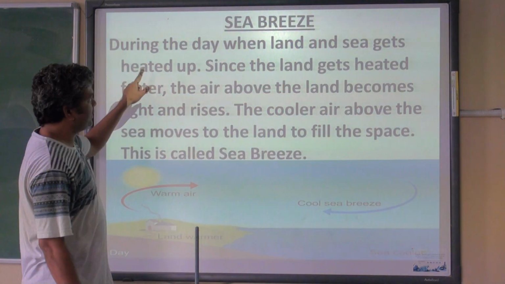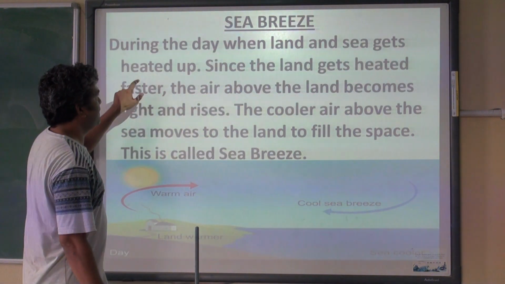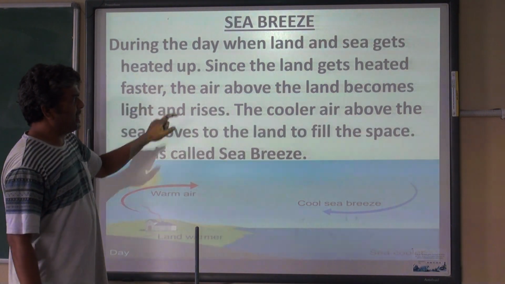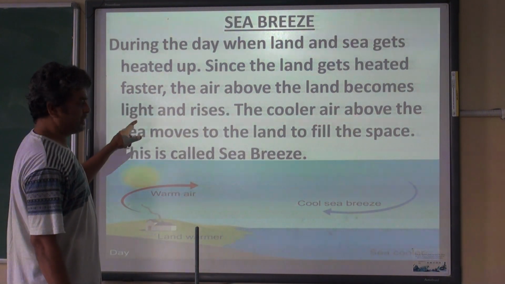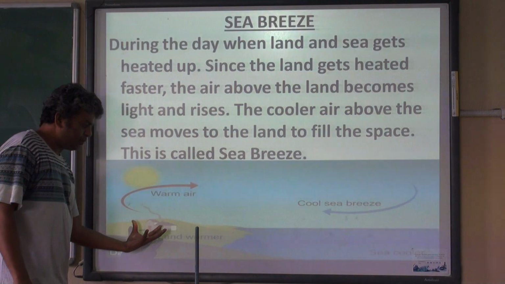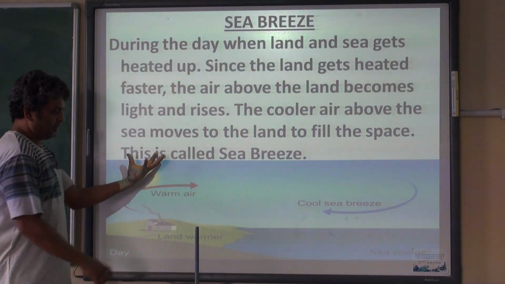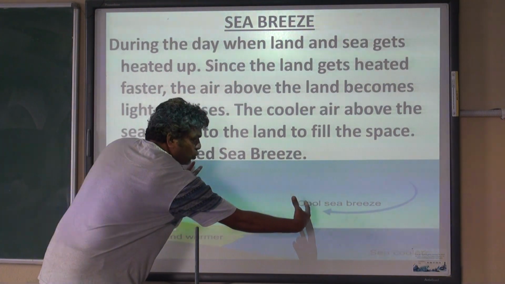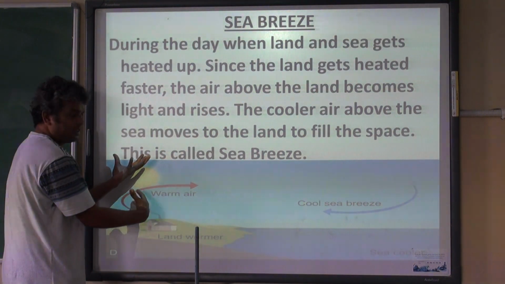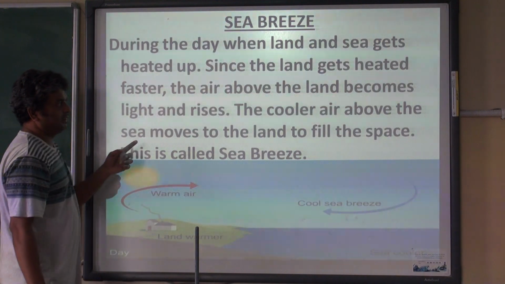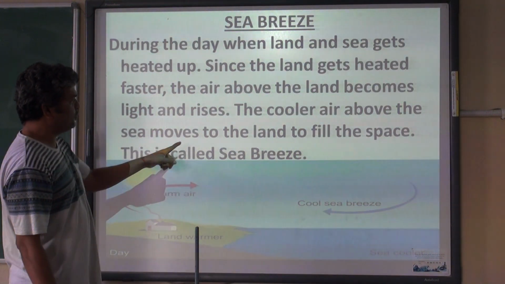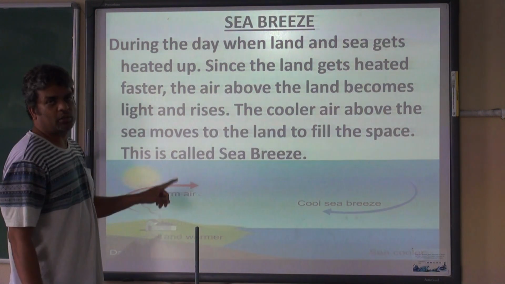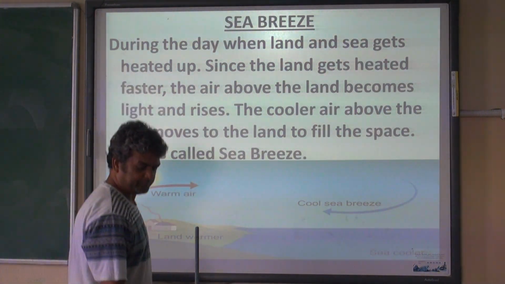Let us read it. During the day when land and sea get heated up, since the land gets heated faster, the air above the land becomes light. So land gets heated up faster, it rises up, creates a vacuum sort of, empty space. So that is the time the cool air from the sea takes its place. The cooler air above the sea moves to the land to fill the space. This is called sea breeze.